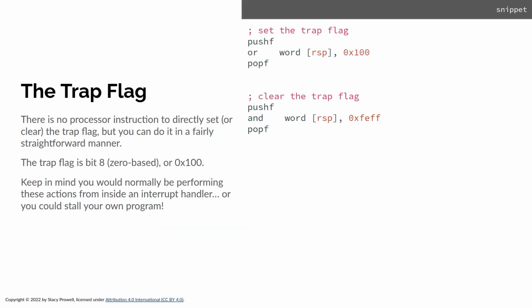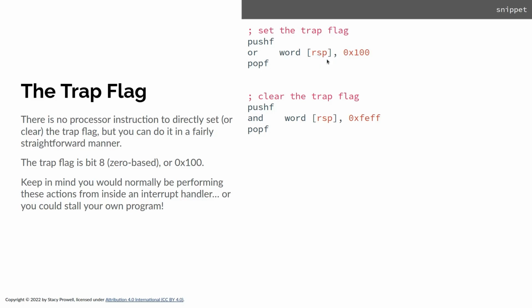How do you set the trap flag? It's pretty easy. There's no instruction that sets the trap flag, and there's no instruction that clears it. So how do you do that? This is how it works. You push the flags onto the stack. You then explicitly OR that bit with a 1. Now the trap flag is set, and then you pop it back into the flags register.